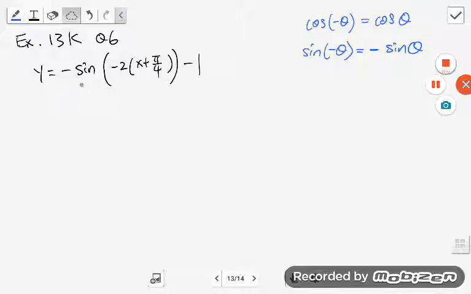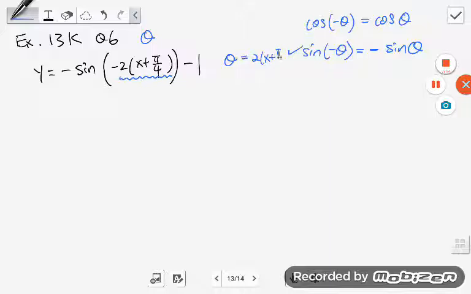Now, in this case, we have a sine function, so I'm going to look at this one, right? And what I'm going to do is I'm going to treat this part as theta. So my theta, I'm going to say theta is equal to 2x plus pi over 4. Okay, so which means I can simplify my equation as negative sine of negative theta minus 1. Does that make sense?